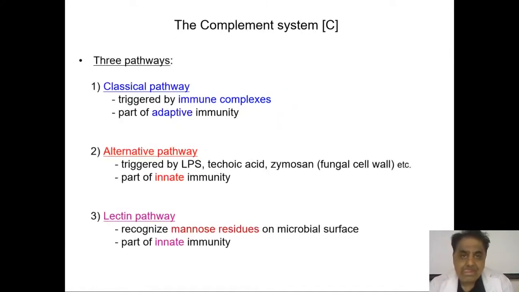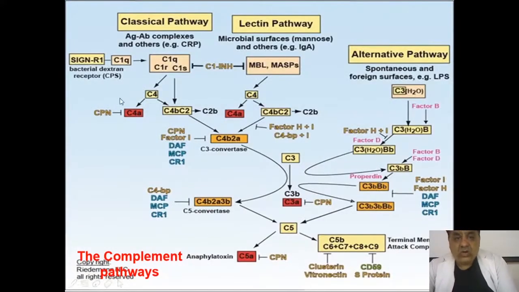The complement has three pathways, as you know. The classical pathway is triggered by immune complexes and is part of the adaptive immune system. But the alternate and lectin pathways are triggered by different stimuli and they are part of the innate immune system. So the complement hangs between innate and acquired. Some components which activate particular pathways like alternate and lectin are part of the innate immunity, whereas the classical pathway is activated by antigen-antibody complex formation and hence is part of the adaptive immunity. Now if you see here, all three begin with some complement protein that is the first to recognize and activate the cascade.